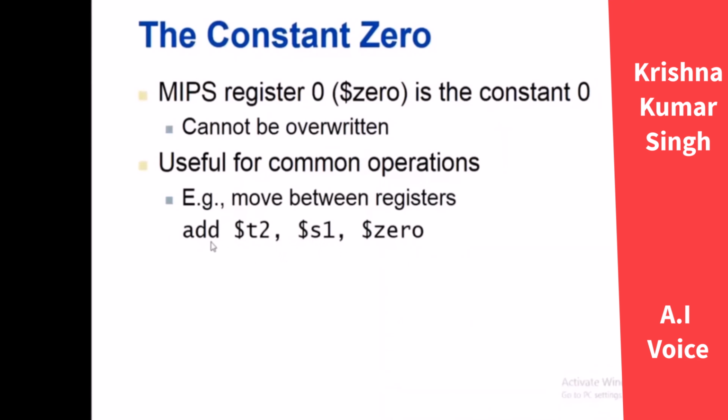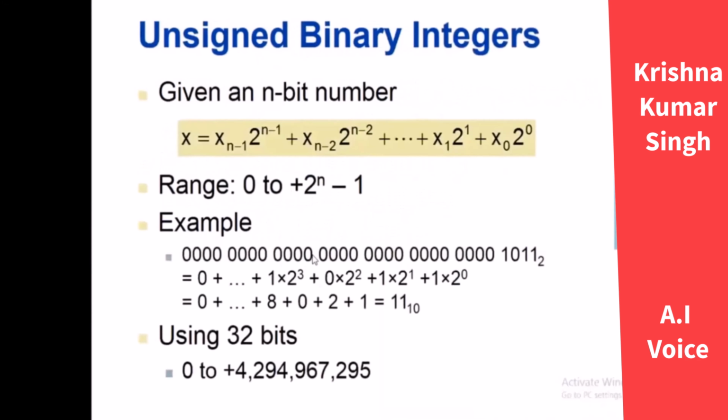I want to get a copy of $s1 and put it in $t2. For example, there isn't any assignment operation in MIPS. Instead, we can write it this way: add $t2, $s1, $zero, with register 0. This is always 0, so the 0 and $s1 will be added together, so the answer will be $s1, and it will be stored in $t2. So a copy of $s1 is moved into $t2. So this is the way that we perform assignment.